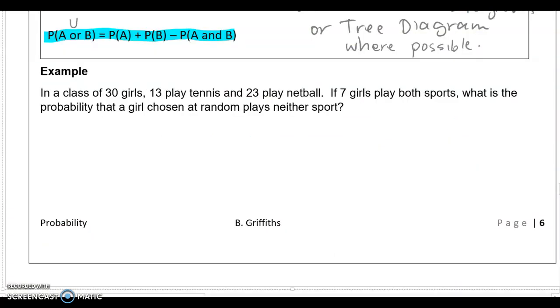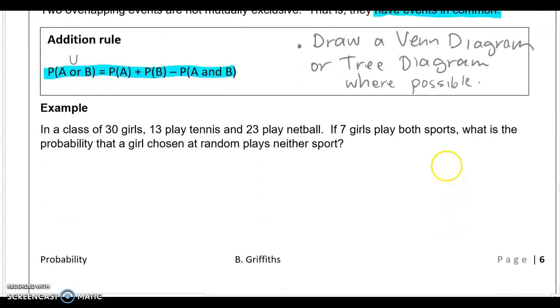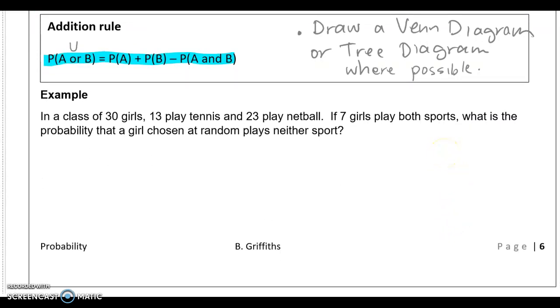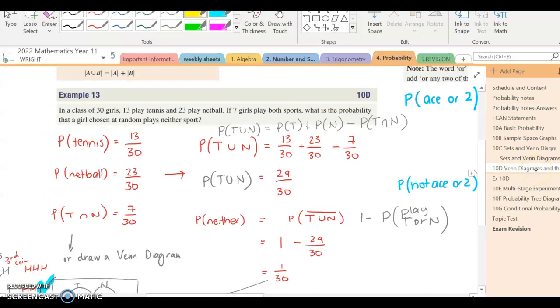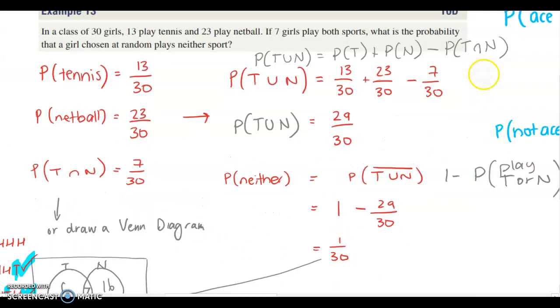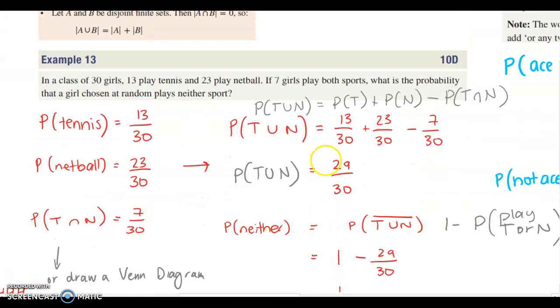Okay, so a good example of events that are non-mutually exclusive is the next example in your booklet, which is looking at a class of 30 girls playing tennis and netball. I'm going to jump over, and I've got the answers already prepped in the OneNote, so we'll work through that there instead, and you can write that in your booklet. So in a class of 30 girls, 13 play tennis, 23 play netball, and 7 girls play both sports. What is the probability that a girl chosen at random plays neither sport?